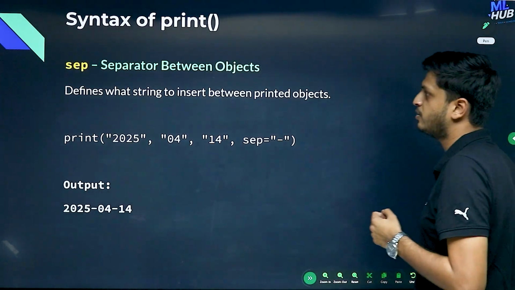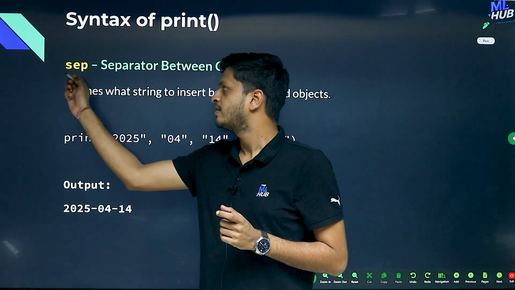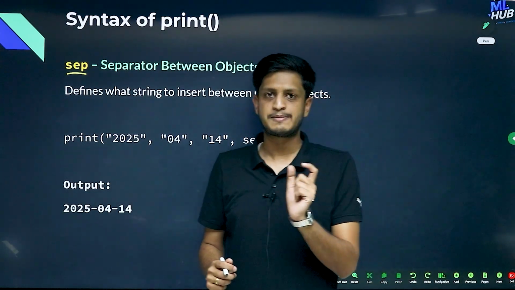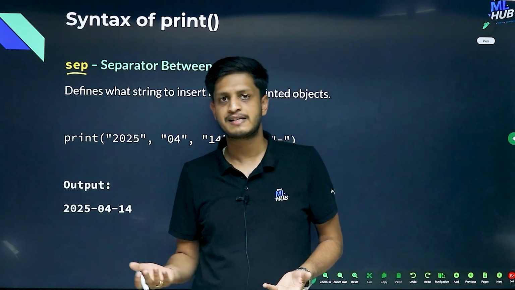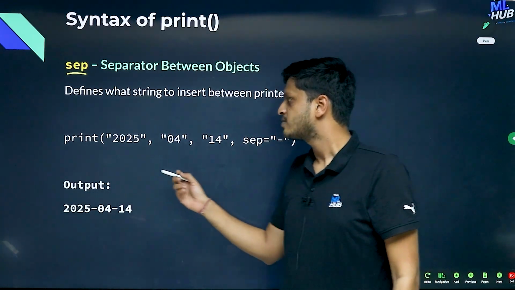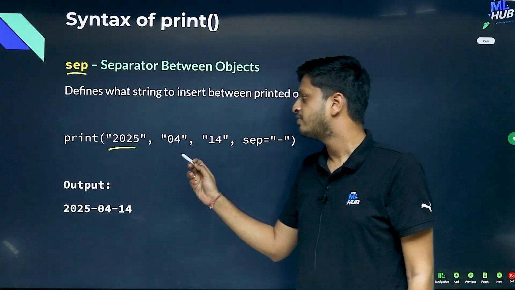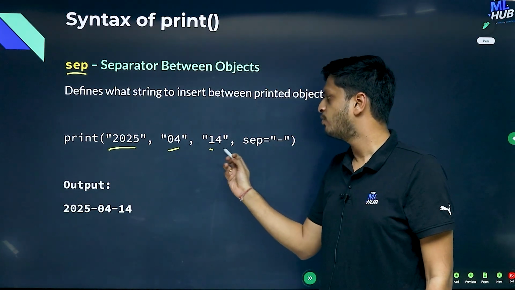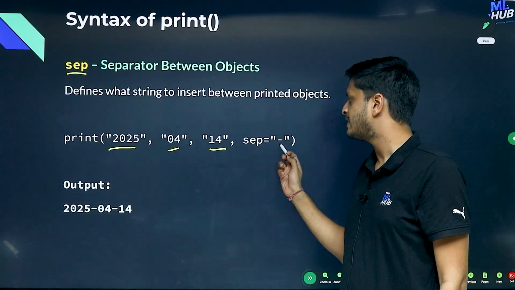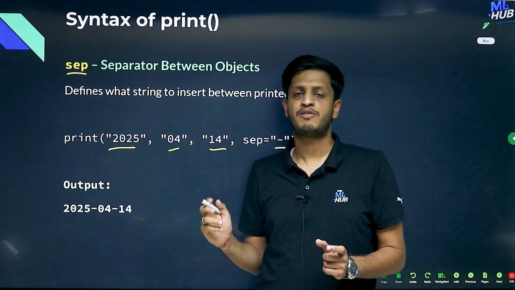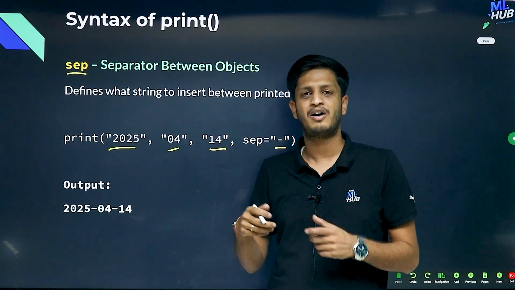Now coming to the next argument, sep or the separator. By default, if you don't want the space as the separator, you want to give something else as the separator. This is an example. So if you print 2025, then 04, then 14, and then we add a separator as hyphen. Instead of a space, I want to use some other separator, hyphen, comma, or anything else.